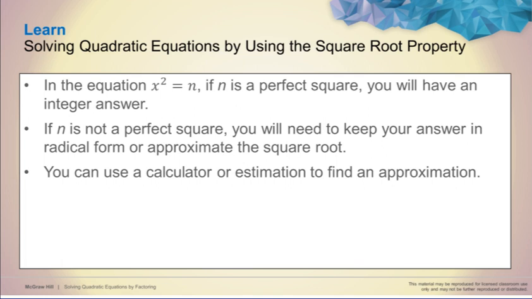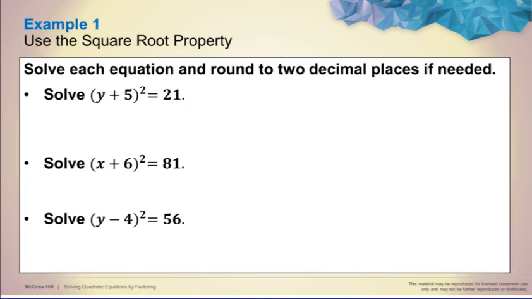And if it's not a perfect square, like the square root of 49, then you might get an answer that's an irrational number. So you might have to approximate the square root, or you can put it into radical form, which will give you the exact answer. And for that, you will have to use your calculator to estimate. So question 1 says solve each equation, rounding to 2 decimal places if needed.